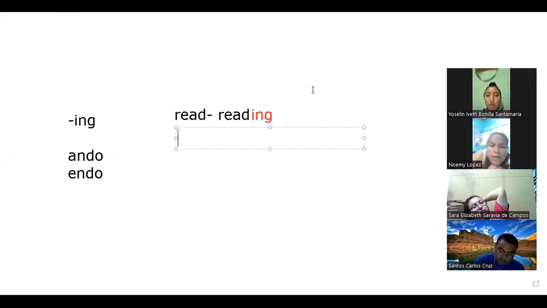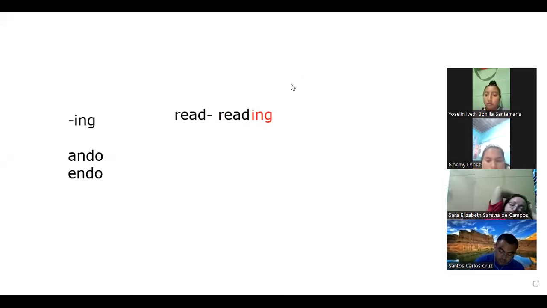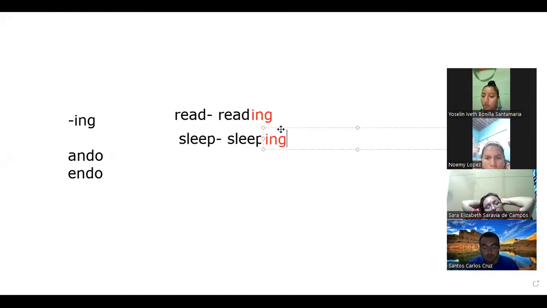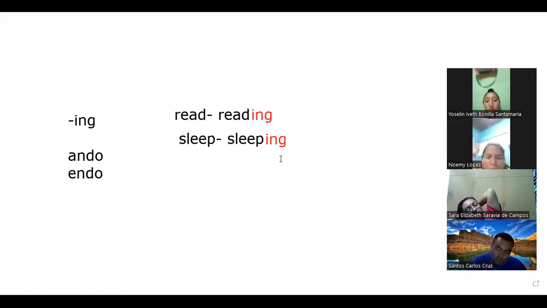Ok. Let me write it. Sleeping. Look. Sleep is the verb. And I have the same verb. Y le agrego ing. Sleeping. Dormir. Y ahora se convierte en una acción que está pasando ahorita. Sleeping. Si le digo run. Run. Correr. Run. Running. If I say rain.